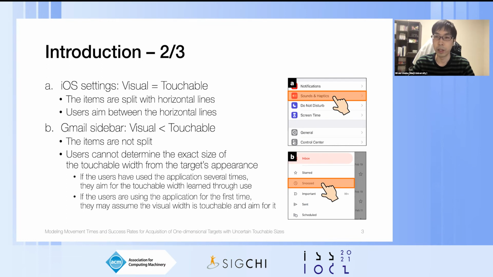On the other hand, in the Gmail sidebar, the visual width is smaller than the touchable width because the items are not split. So users cannot determine the exact size of the touchable width from the target's appearance. In this situation, two strategies exist. If the users have used the application several times, they aim for the touchable width learned through use. If the users are using the application for the first time, they may assume the visual width is touchable and aim for it.